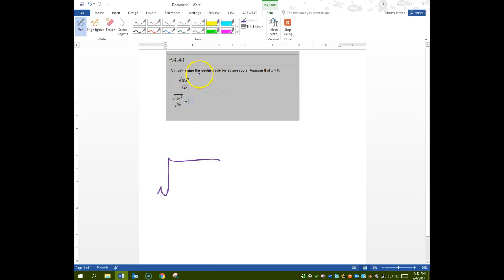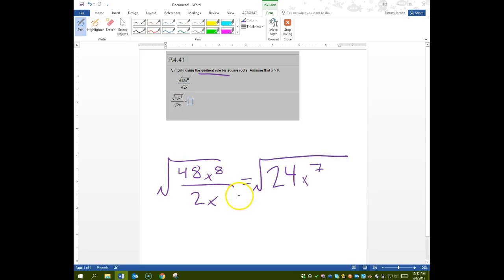We're going to use the quotient rule, and I'm going to rewrite this basically as the square root of 48x to the 8th over 2x. So I'm just going to take the square root of this whole mess as a fraction. And that allows me to reduce 48 by 2, that's 24. And then I can do some exponent rules here. That gives me x to the 7, and that's still underneath the square root symbol.